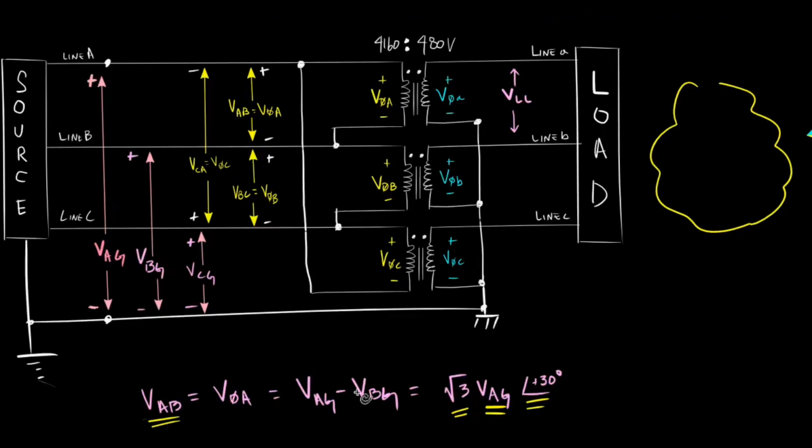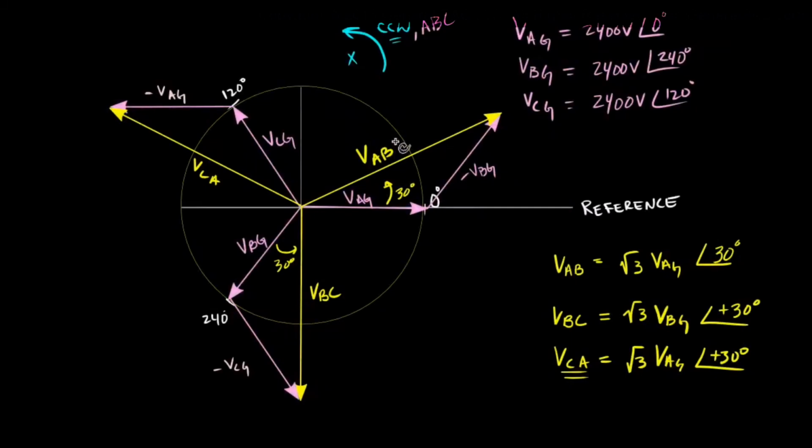Okay, now let's just label these in our phasor diagram. So remember, VAB is equal to V phase A, VBC is equal to V phase B, and VCA is equal to V phase C on the high voltage side. So here's VAB, we said that that is equal to V phase A, VBC is equal to V phase B, and VCA is equal to V phase C.